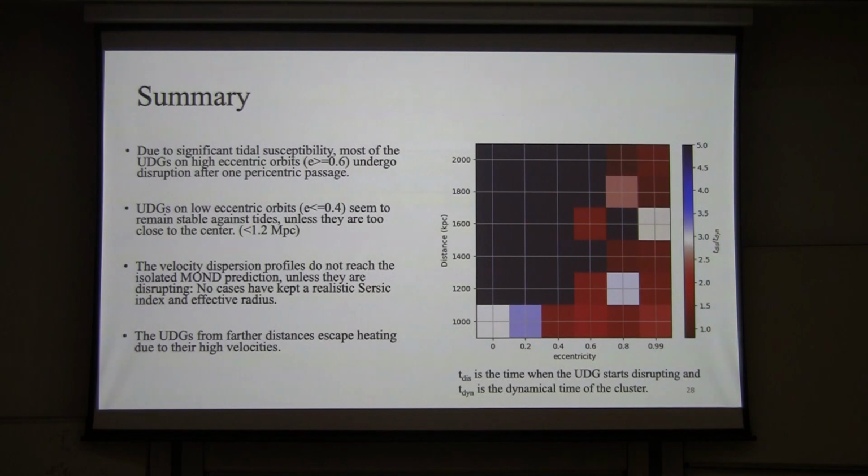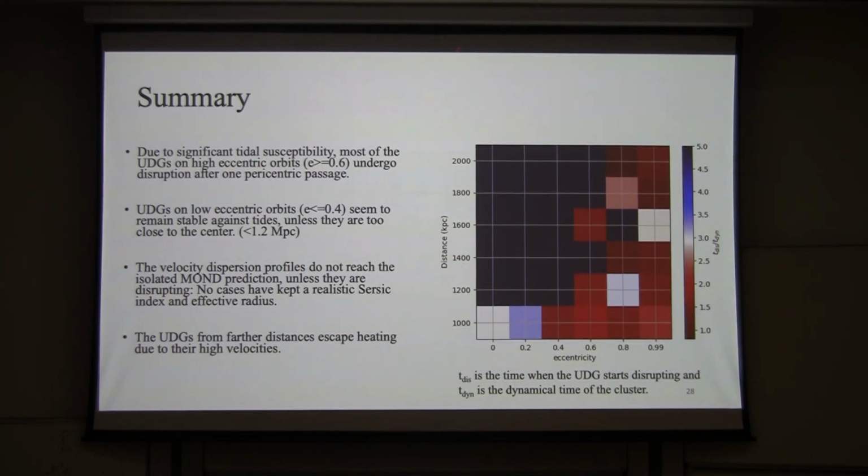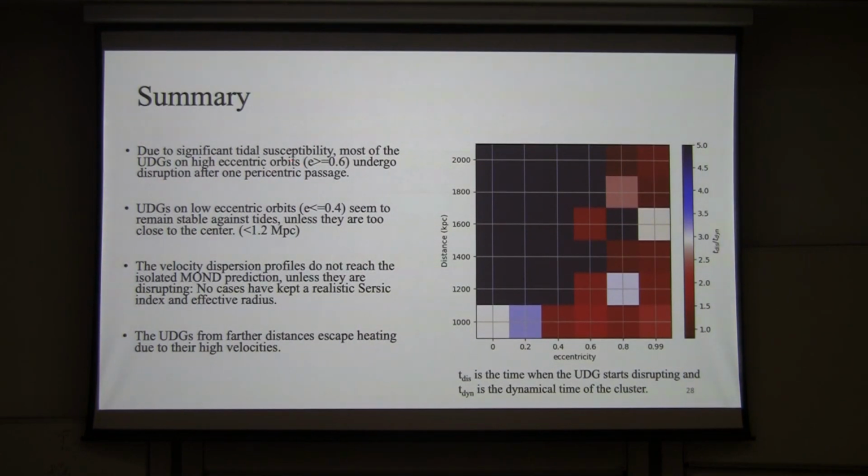To summarize, due to significant tidal susceptibility, most of the UDGs on high eccentric orbits undergo disruption after one pericentric passage. Low eccentric orbits seem to be, let's say, semi-stable against tides, unless they are too close to the center, less than 1.2 megaparsec. The velocity dispersion profiles do not reach the isolated MOND prediction. UDGs from far distances escape tidal heating due to high velocities.